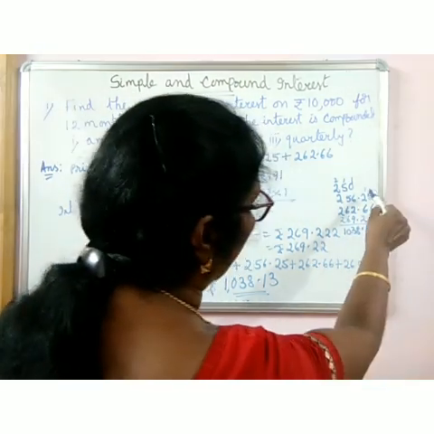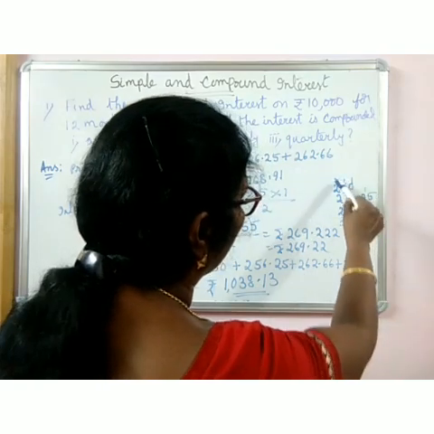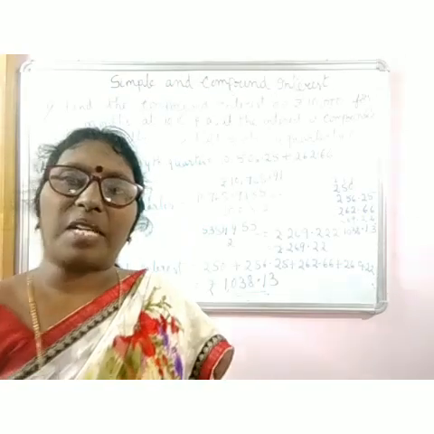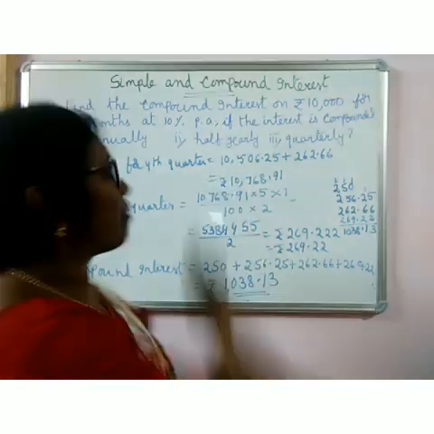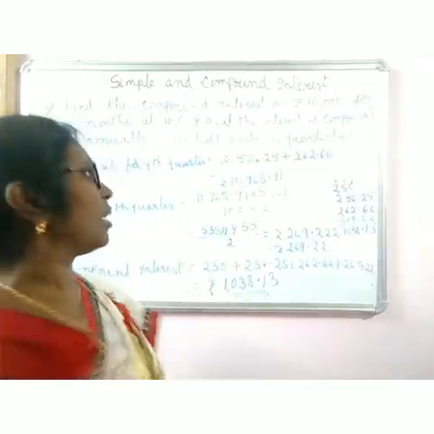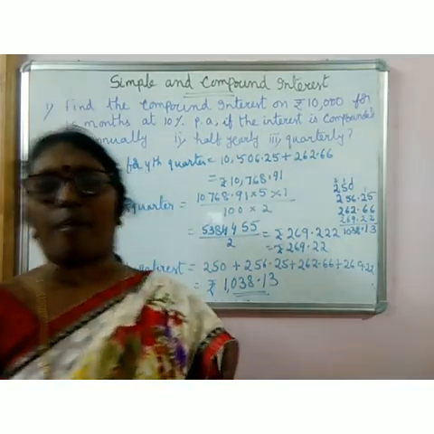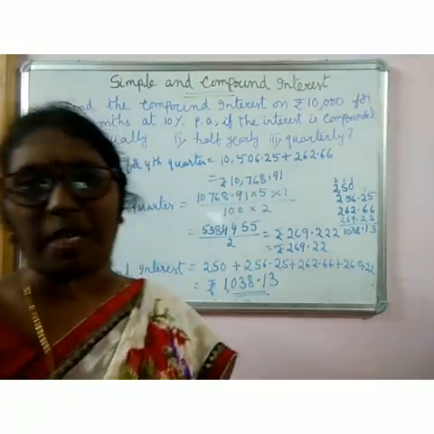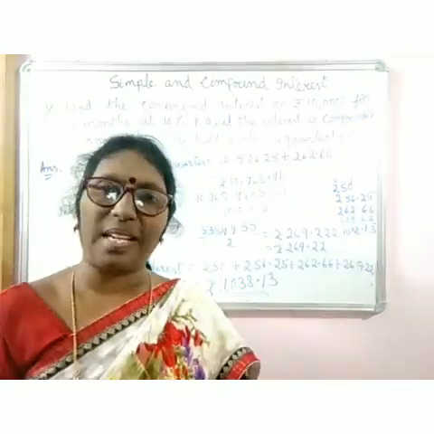I think the addition is wrong, right? Okay. When the interest is compounded yearly, we got 1000 rupees. When the interest is compounded half yearly, we got 1025, and when the interest is compounded quarterly, you will be getting 1038.13 rupees. I hope this particular problem is clear to you. Okay? Thank you.